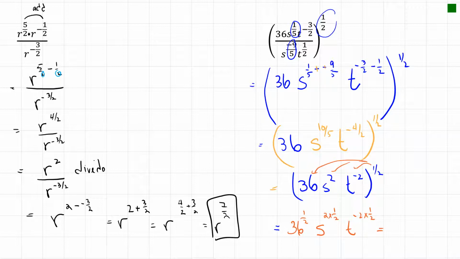So the 36 to the half is the square root of 36. 2 times 1 half is 1. And negative 2 times a half is negative 1. And finally, the square root of 36 is 6. S, and this t here moves into the denominator because of the negative exponent. So it's 6s over t.